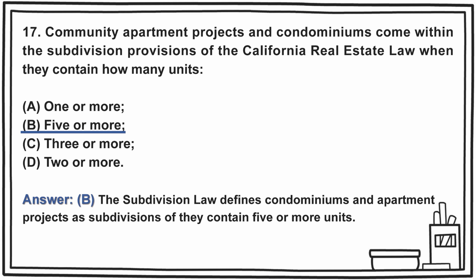Answer: B. The subdivision law defines condominiums and apartment projects as subdivisions if they contain 5 or more units.